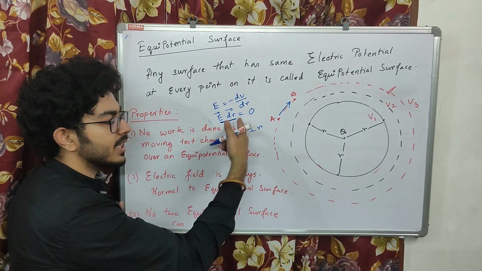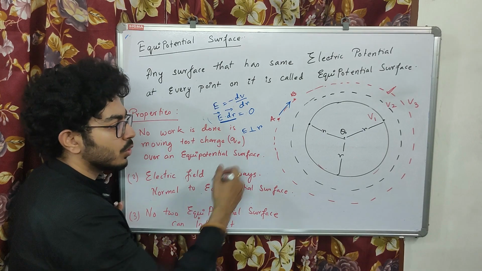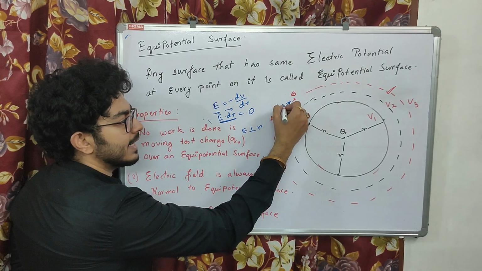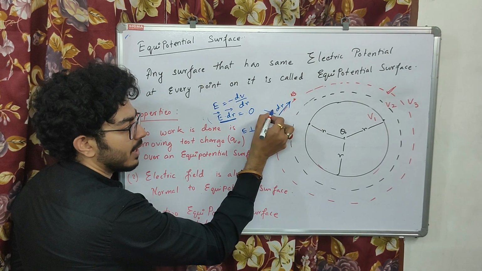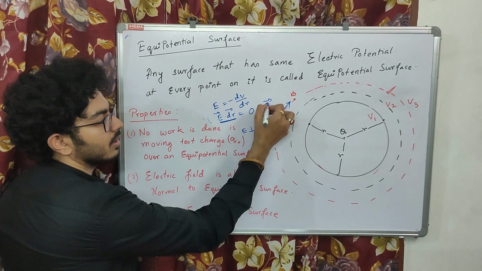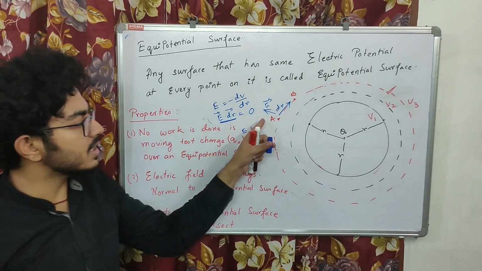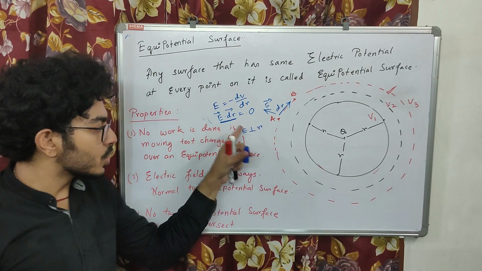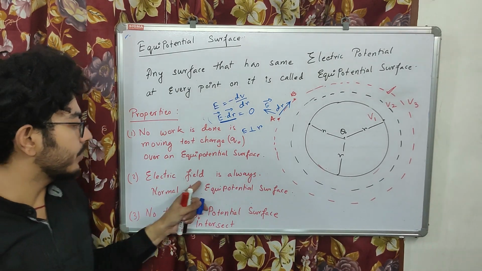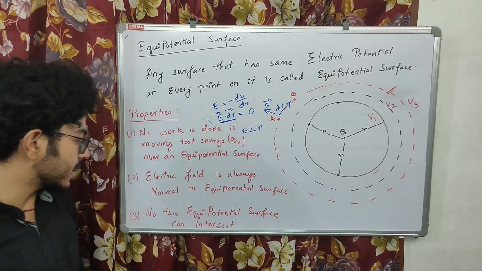Then only E dot dr can be equal to 0. So here dr is in this direction, so E must be in this direction. Are you understanding this part? So here we can say electric field is always normal to the equipotential surface.